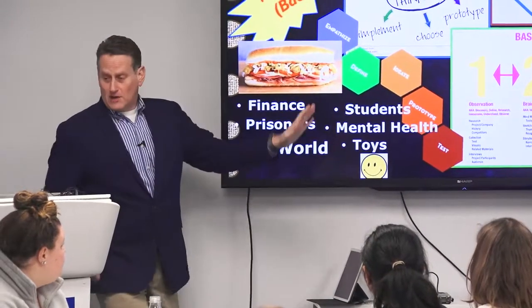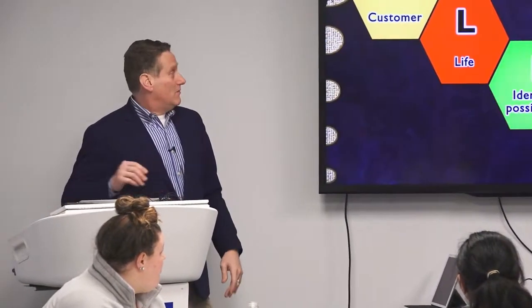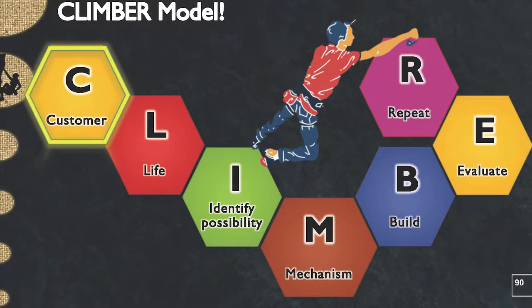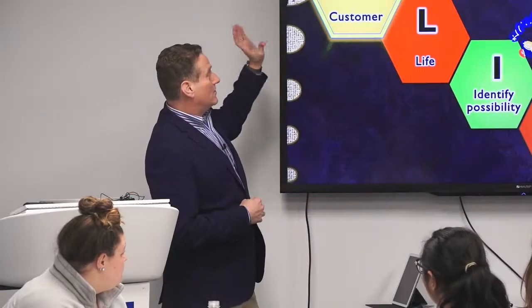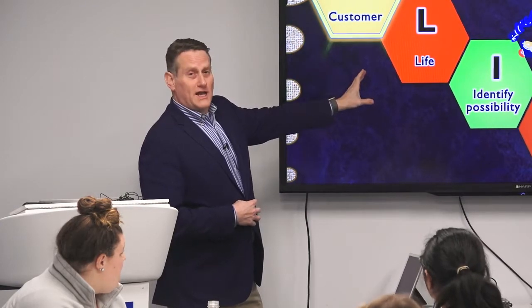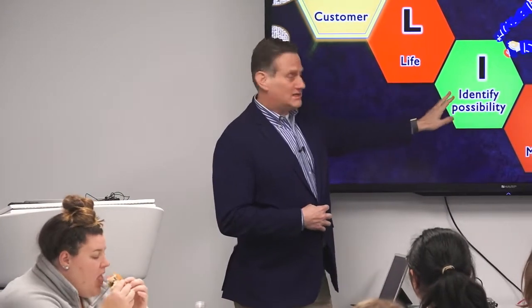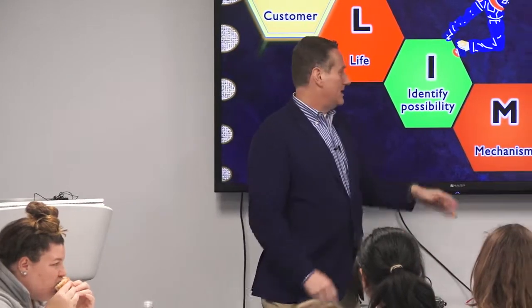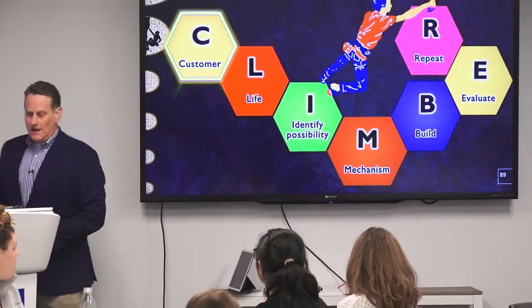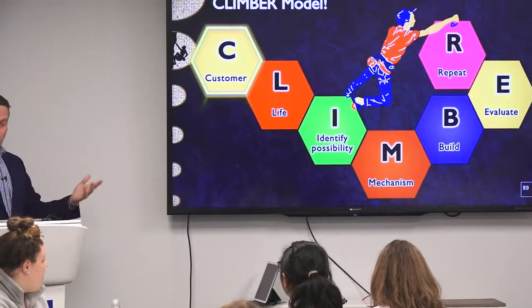So those are all the different models, and the one that I'm going to be going through is one that I kind of made up, which I like because there's an acronym, so it's easy to remember the steps. Basically this is what we're going to be doing for the rest of this evening. We're going to quickly go through this entire model. Again, it starts with understanding who your customer is. Then we're going to try to understand how they lead their life. We're going to identify a possibility, come up with some mechanism to enact that possibility, build it, evaluate it, and repeat it.